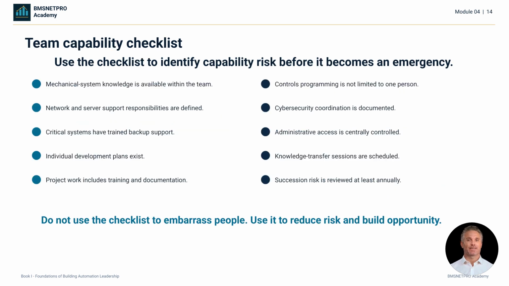The Team Capability Checklist is a practical assessment tool. It asks whether mechanical knowledge is available, controls programming is not limited to one person, network and server responsibilities are defined, cybersecurity coordination is documented, critical systems have trained backup support, administrative access is centrally controlled, development plans exist, knowledge transfer is scheduled, project work includes training and documentation, and succession risk is reviewed. The checklist should reduce risk and create opportunity, not embarrass people.